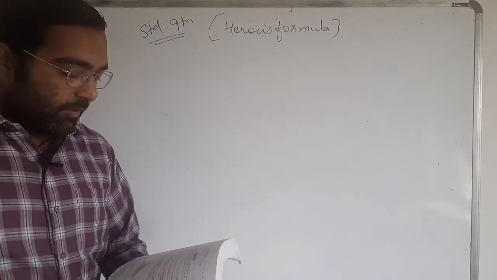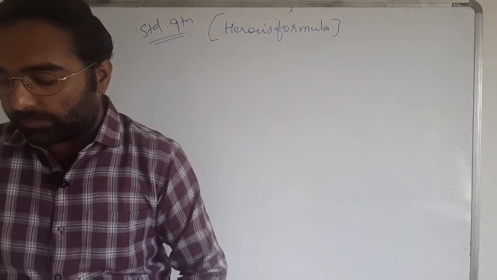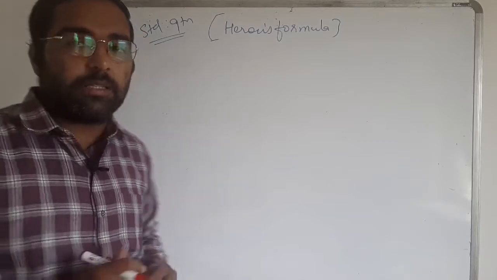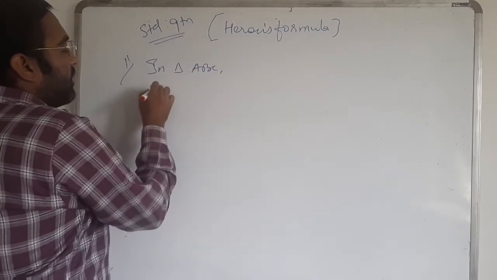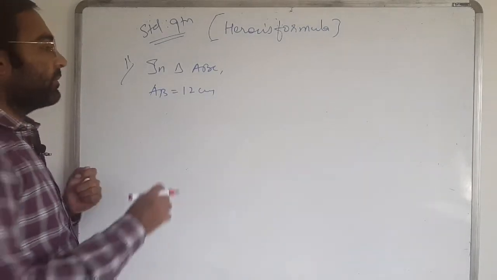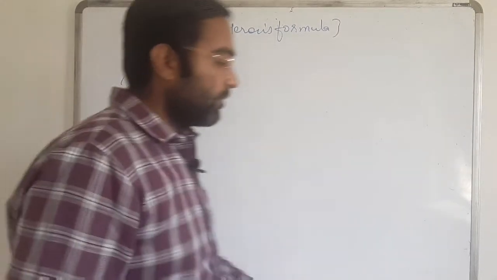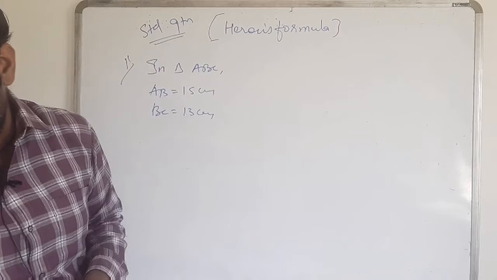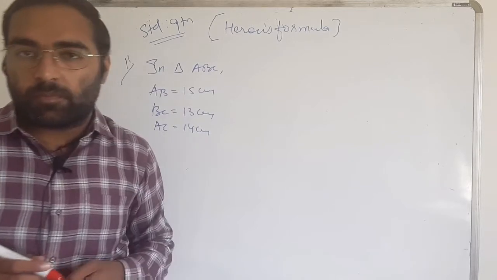So one of the questions is: in triangle ABC, AB is equal to 15 centimeter, BC equal to 13 centimeter, and AC equal to 14 centimeter. Okay, clear?